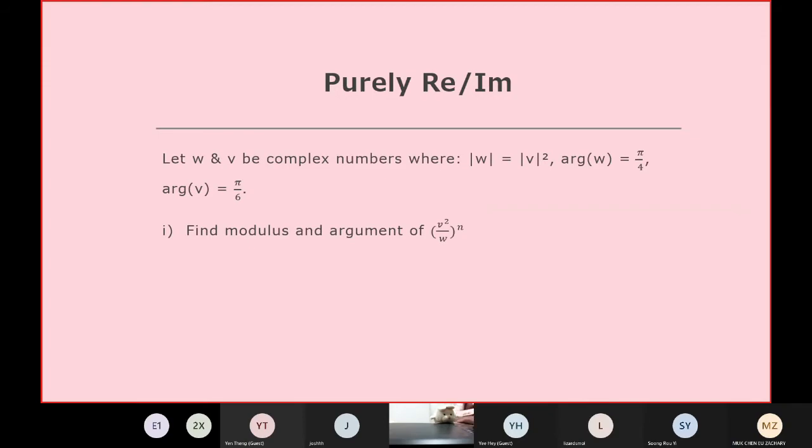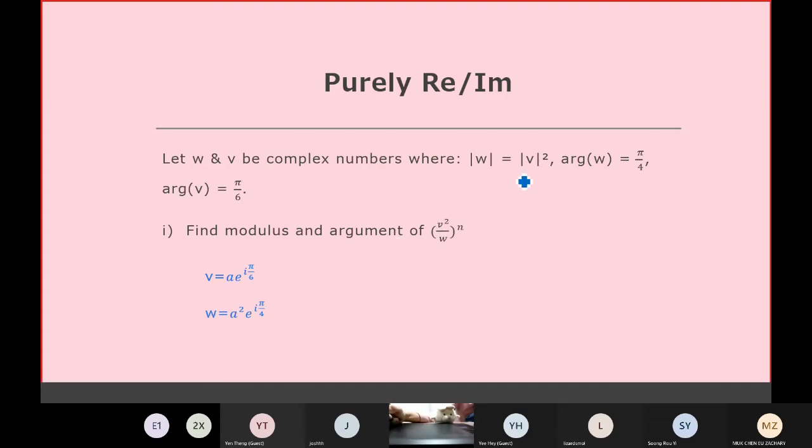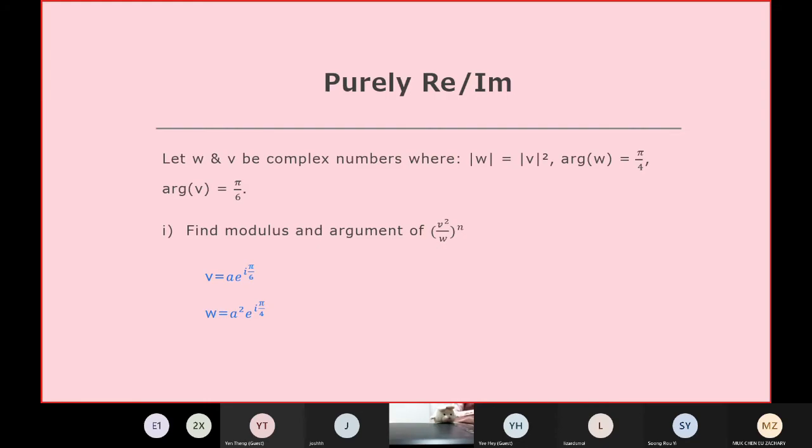So we keep everything in exponential form because we are dealing with division and we have to find the modulus and argument. So we have V equals A e^(i pi over 6). Why A? Basically, just give it any modulus you want. It can be A, can be R, can be B, can be anything. Just don't use V again, nor W nor N. So we let V equals A e^(i pi over 6) because we have the argument for V, which is pi over 6. And then we have W equals A squared, because if mod V equals A, then mod W will be A squared. So A squared e^(i pi over 4).